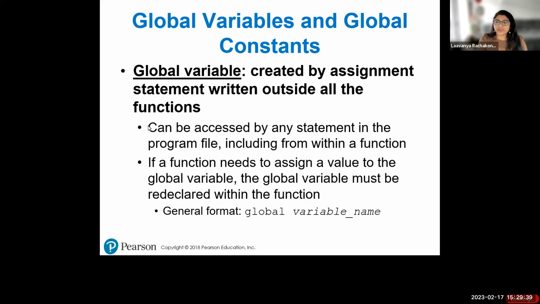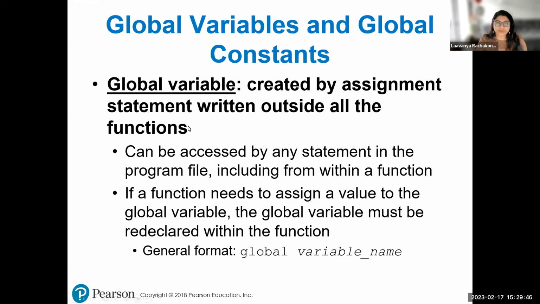Okay, let's talk about global variables and global constants. So till now you have seen local variables, and we do know that the scope of a local variable is limited to whichever function created that local variable. Now the global variable is the opposite of a local variable. It is created by an assignment statement written outside of all the functions, and it can be accessed by any of the functions in the program.